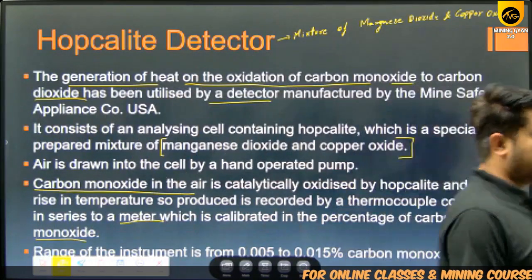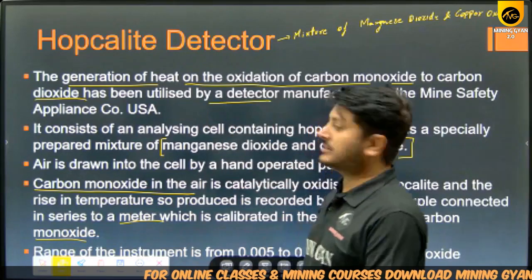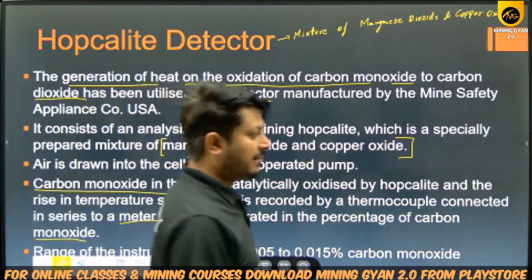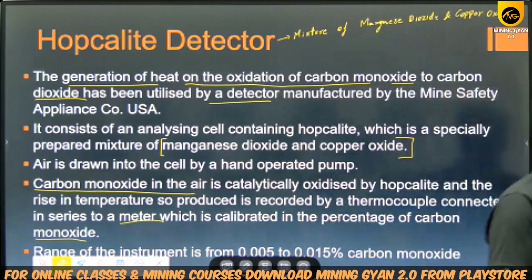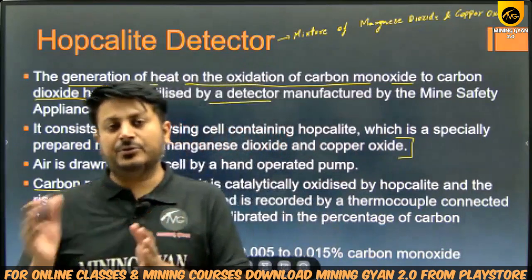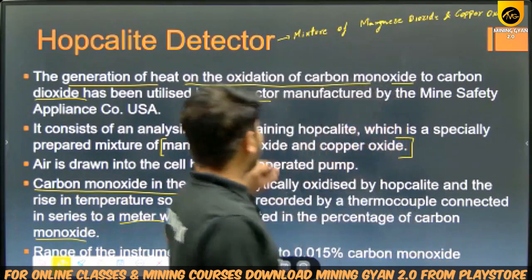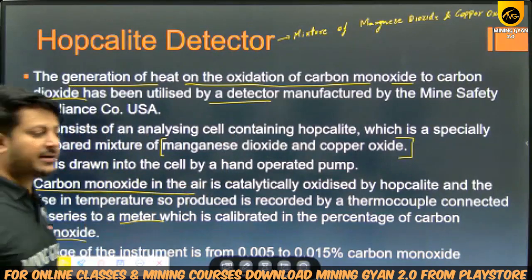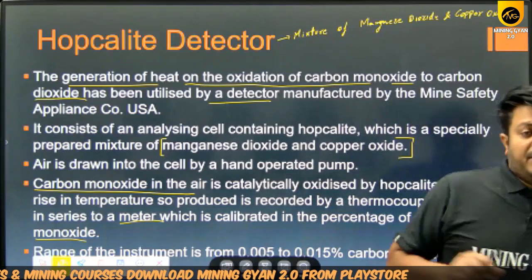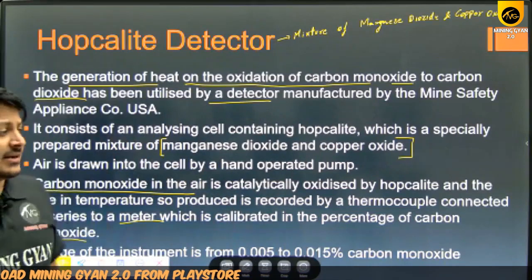So what happens here? Basically, this method utilizes the heat generation on the oxidation of carbon monoxide. This detector utilizes the heat generated by the carbon monoxide on oxidation. Because if we oxidize it, the carbon monoxide will convert into carbon dioxide. Along with that, it will generate heat. So, whenever the carbon monoxide is passed through the hopcalite, it will oxidize the carbon monoxide gas, and when the carbon monoxide gas gets oxidized, it will generate heat.